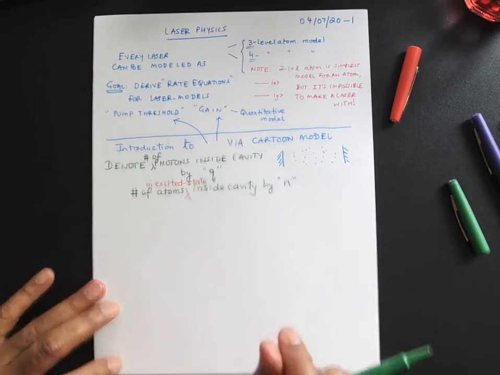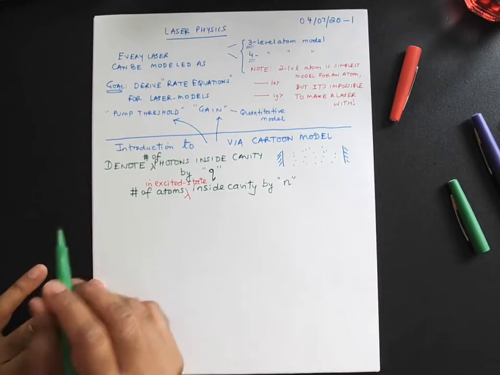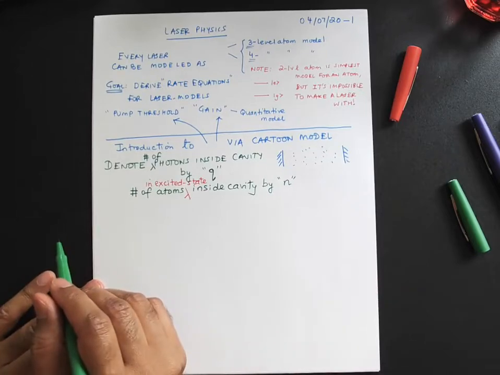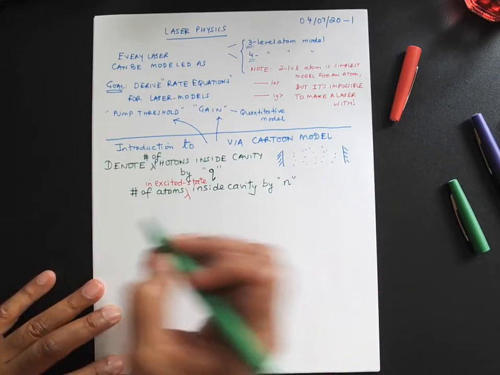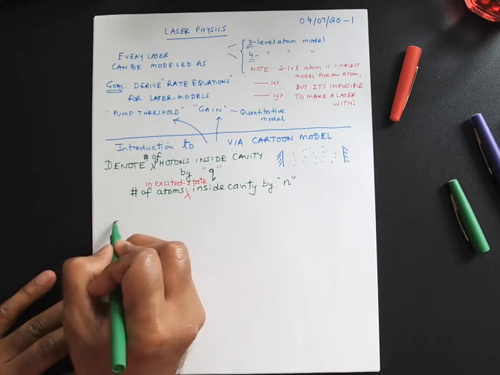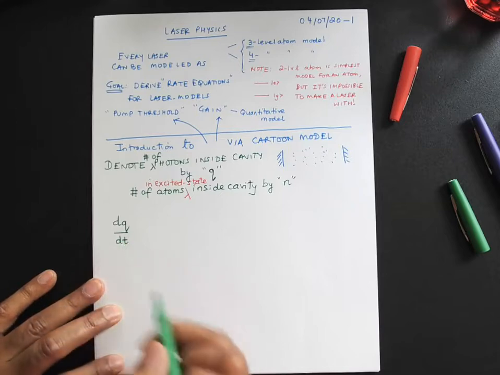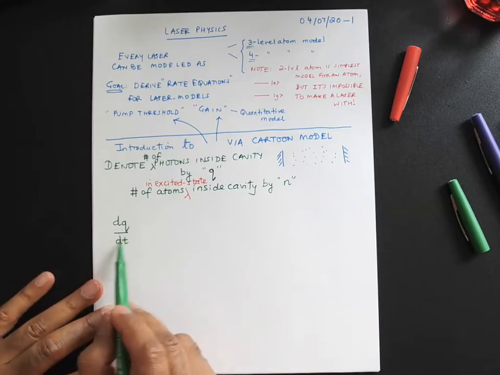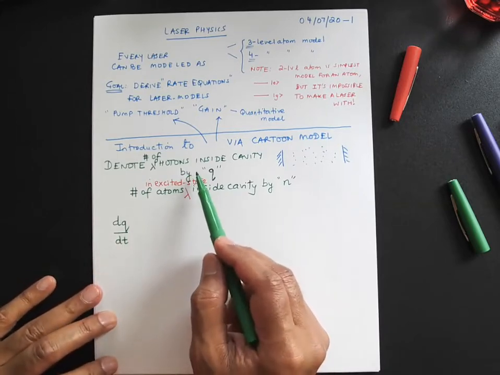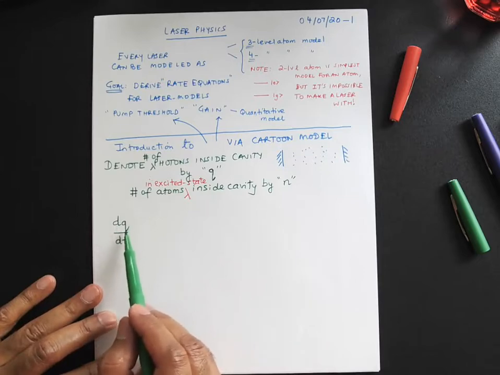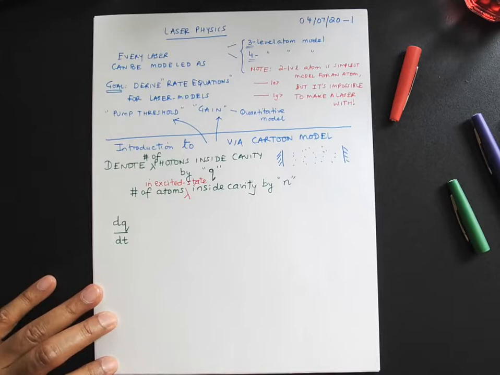So this is what we're going to go with, and now let's try and write a differential equation for, because clearly you want this to grow, right? I mean, you want the number of photons inside the cavity to grow. So it's worth trying to write an equation for this, okay?